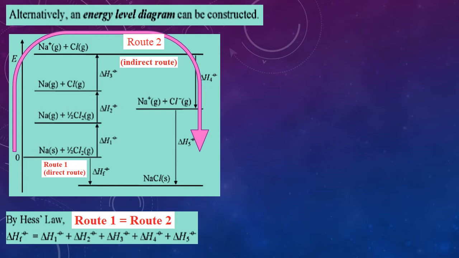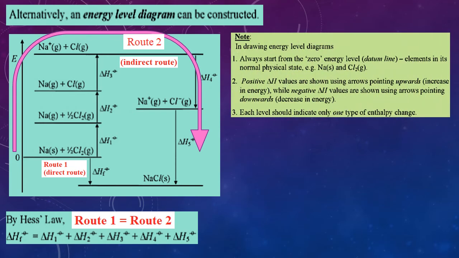Still applying Hess's law, you can see that route 1 equals route 2. Here, please take note of some important points. In drawing an energy level diagram, always start from the zero energy level. Positive delta H values are shown using arrows pointing upwards, showing an increase in energy, while negative delta H values are shown using arrows pointing downwards to show decreases in energy. And each level should indicate only one type of enthalpy change.